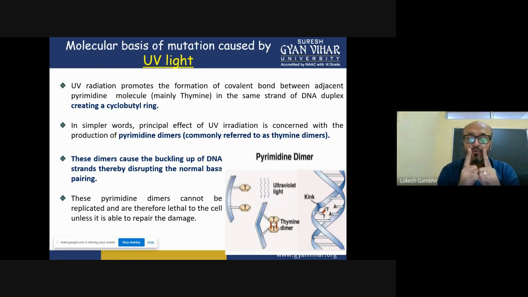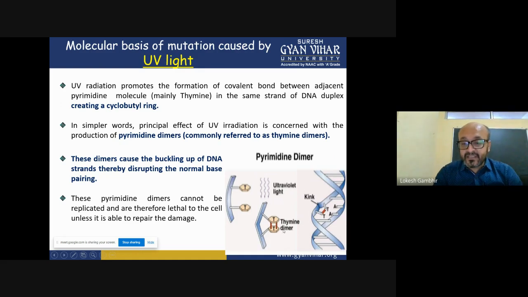Both the thymine residues form a dimer, and since they have formed the dimer, there will be a distortion in the backbone of the double helix DNA. This distortion is recognized by the repair pathway, and they come and cause the repair. If the repair is not there, then this thymine dimer is removed and the mutation is attained. It results in the formation of a cyclobutyl ring, and these dimers cause buckling and the formation of a nick.